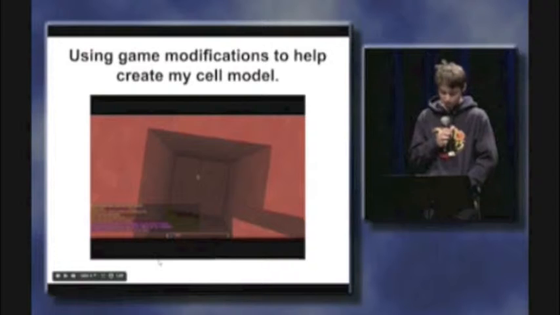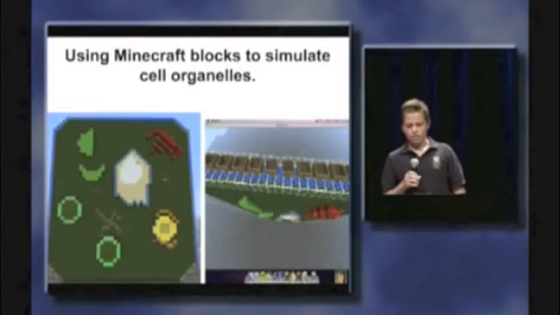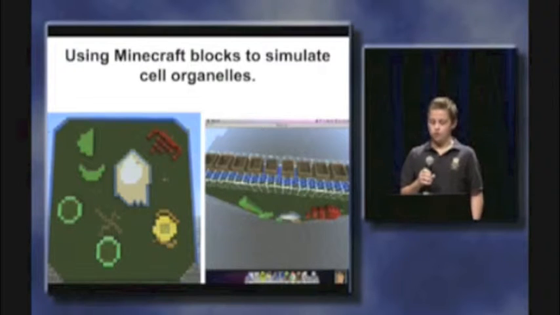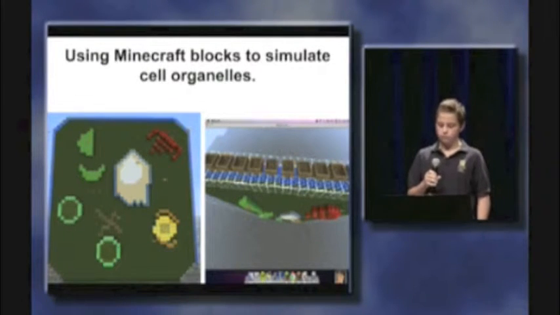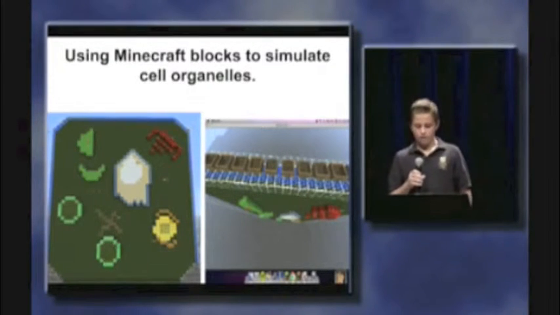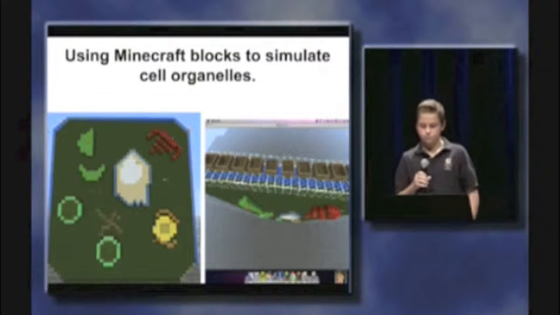Even with this helpful tool, I still spent about 4 hours creating my cell model and the video that accompanied it. The Minecraft materials I used to simulate the cell wall and membrane were glass for the cell wall and water for the cell membrane. I used glass for the cell wall because it is a rigid structure similar to the cell wall. I used water for the cell membrane because it is fluid.